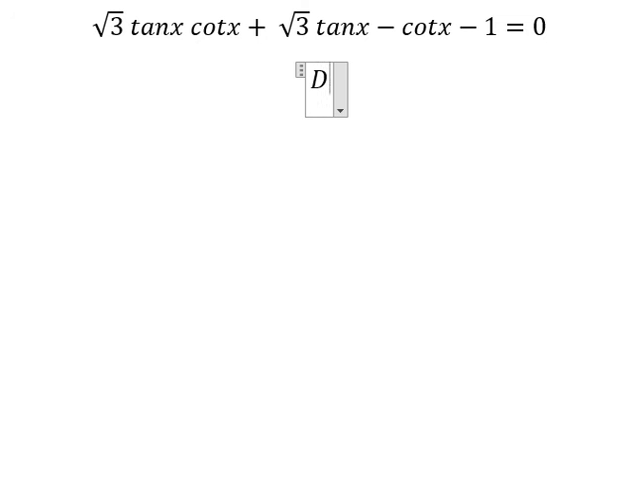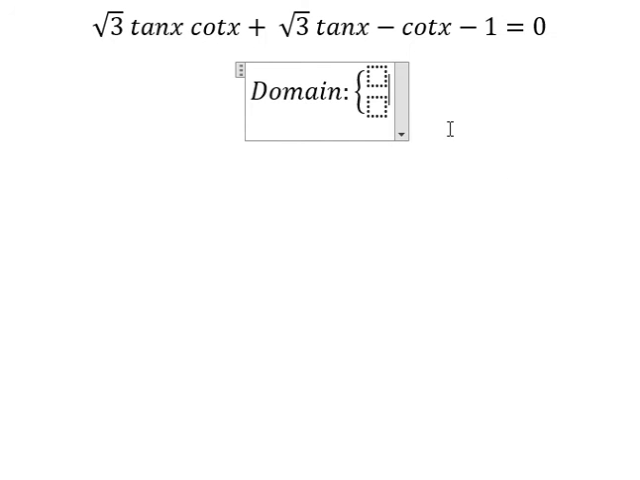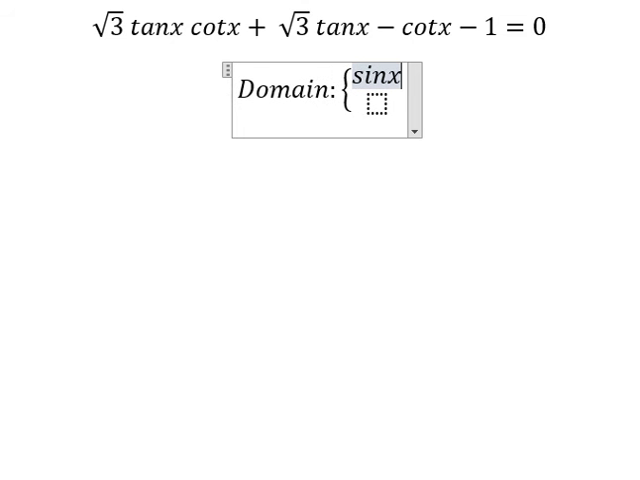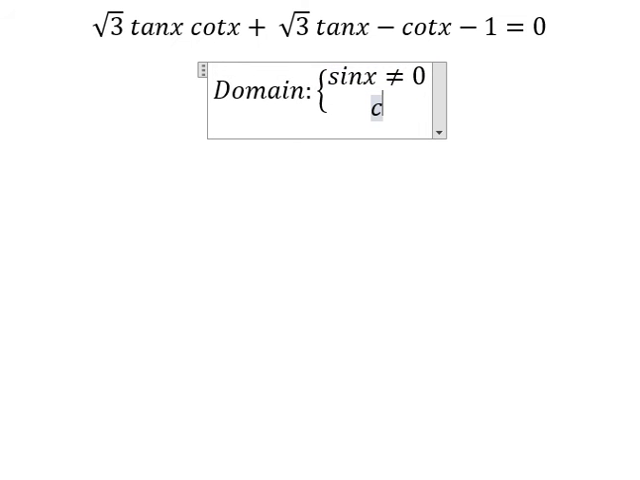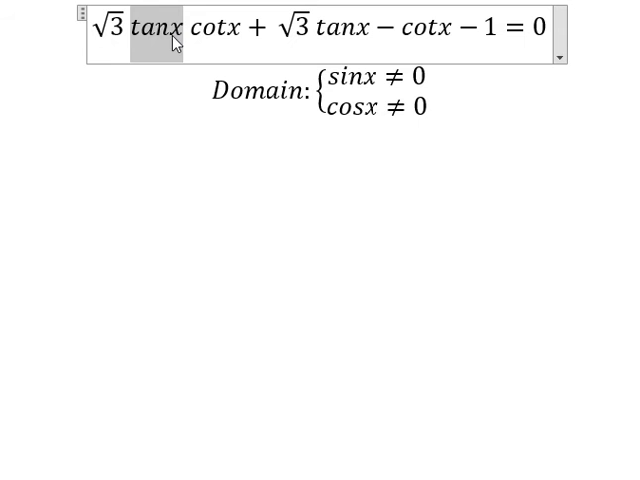First, we need to find the domain in here. That's about sine x cannot equal number 0, and cosine x cannot equal number 0, because tan x is sine x over cosine x, and cotan x is cosine x over sine x. So we cannot divide when sine x or cosine x are number 0 in here. That's why we have the domain like this.